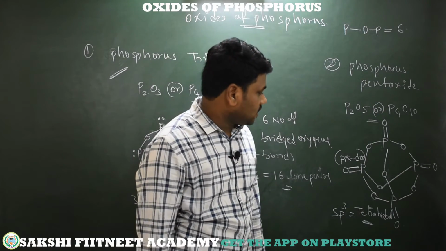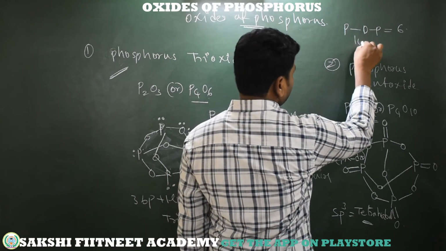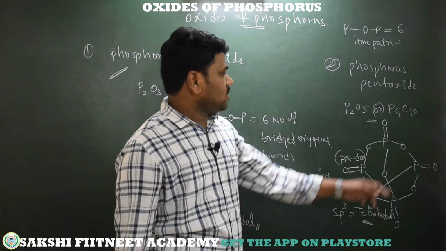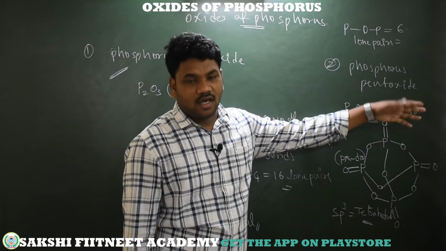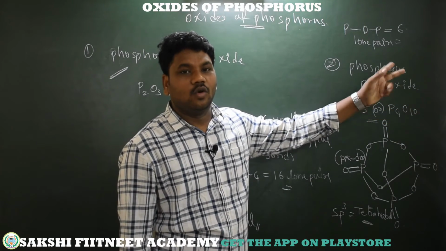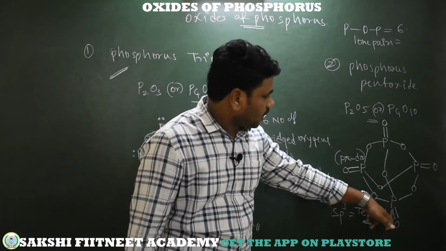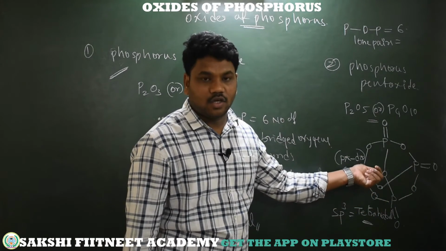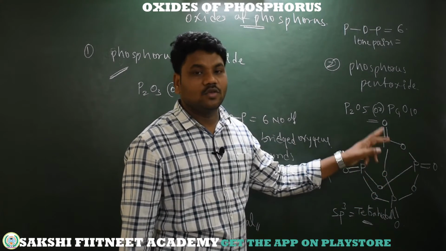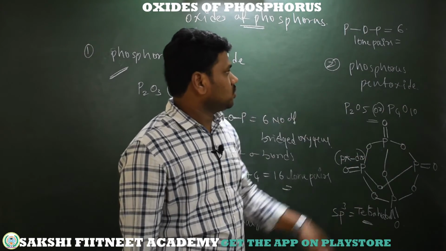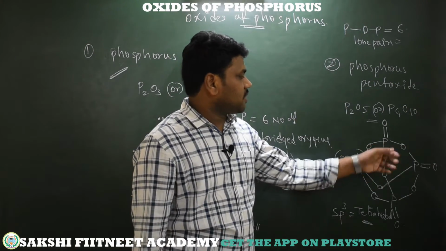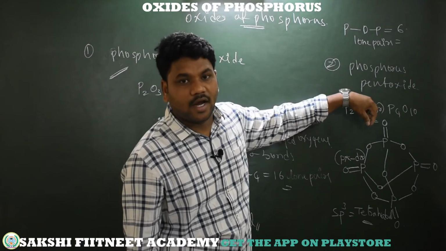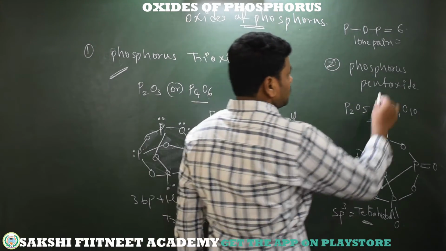And how many lone pairs are there? Total lone pairs: how many oxygens are there in total? 10 oxygens. Each oxygen gives 2 bond pairs and 2 lone pairs. 4 of them, and the remaining 6 exist as bridging atoms, and those also give 2 lone pairs each. So in total 10 into 2, 20 lone pairs. And around the phosphorus there is no lone pair; it is utilized for bonding with oxygen as a sigma and a pi bond. So the total is 20 lone pairs.